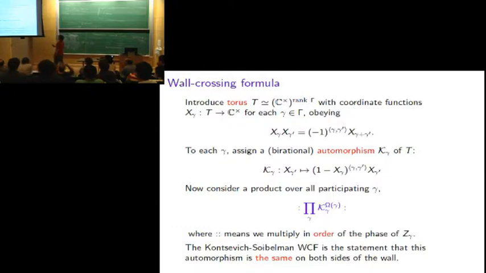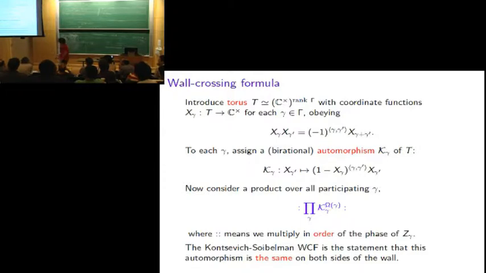Or if I'm completely honest, there's a little twisting in the story. There's a little sign. Just ignore that sign. And now here's what I do. For every gamma, I assign an automorphism of this torus, which I write just by showing you how it acts on the coordinates. It just multiplies them by this factor.